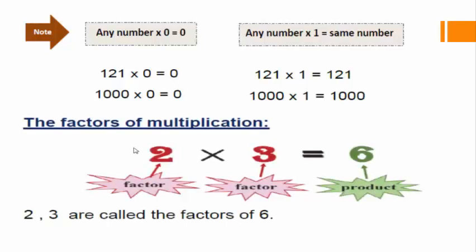We have something called the factors of multiplication. When I say 2 times 3 equals 6, 2 and 3 are called factors. The factors of 6. And the answer of multiplication is called the product. So this is called factors and this is called product.